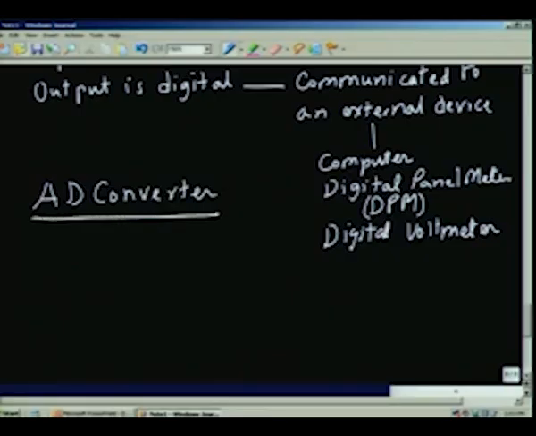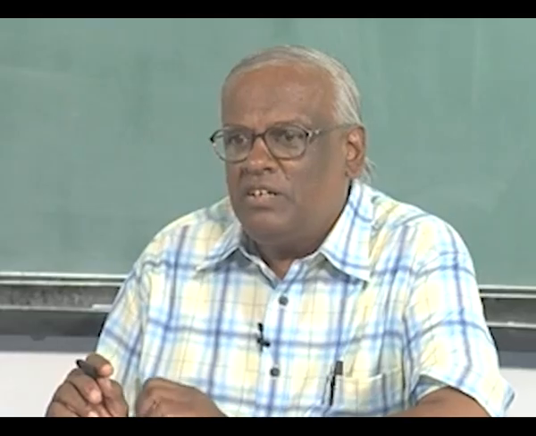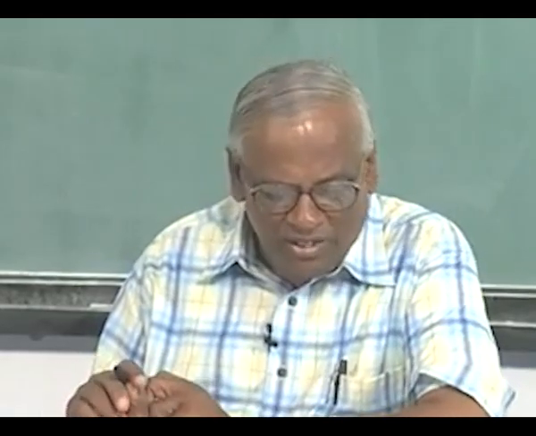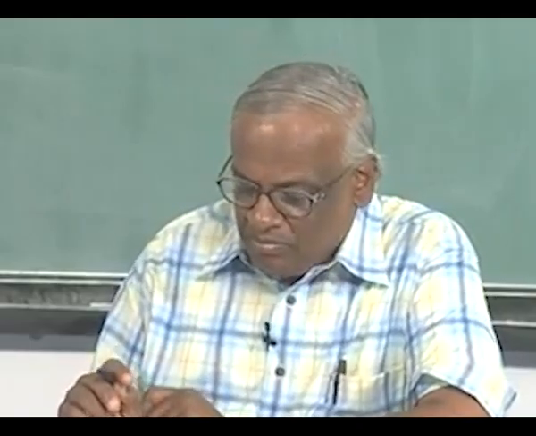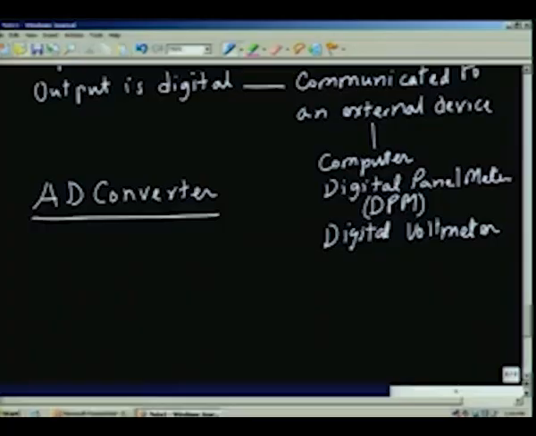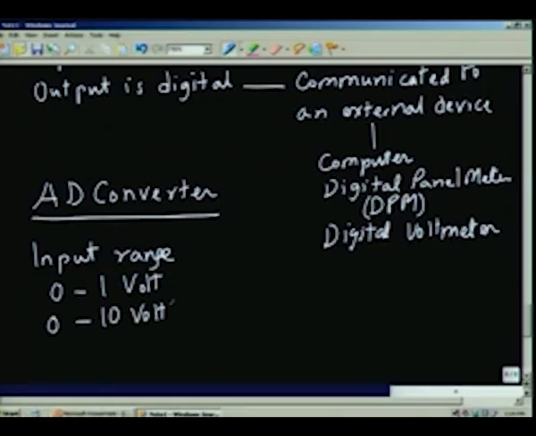And let us simply look at some of the features of the analog to digital conversion process, because that is going to be important for the choice of the instrument and so on. Let us look at what this analog to digital converter means. So, you have an input range. For example, the signal may go from 0 to 1 volt or 0 to 10 volt or 0 to 3 volts. These are all possible input ranges. So, I am going to convert this to digital form.